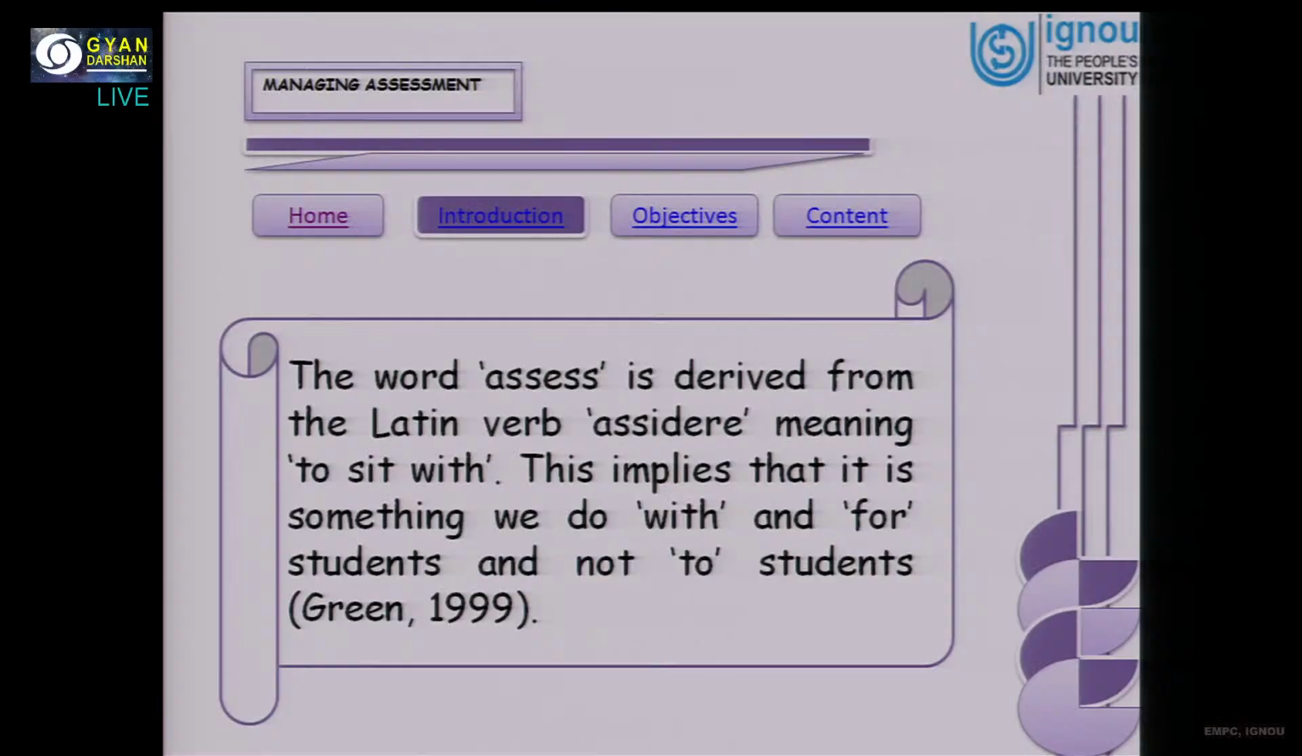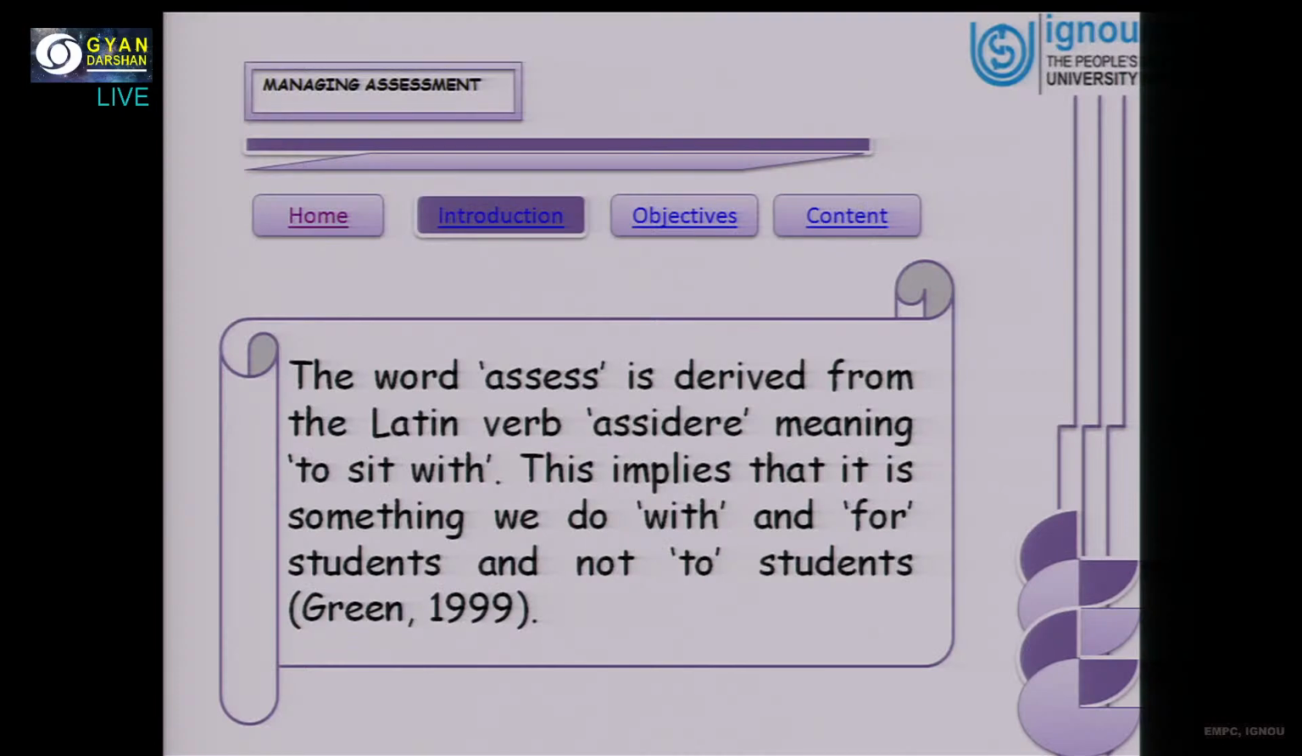Before going to the different terms of assessment, we have to think that the word assess is derived from a Latin verb, assiduare, and the term assiduare means to sit with. So this implies that it is something that we have to do with and for students and not to students. This was put forward by Green in the year 1999. So what we are doing is meant for the students and not to the students.